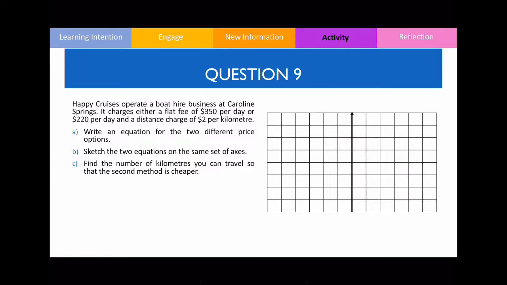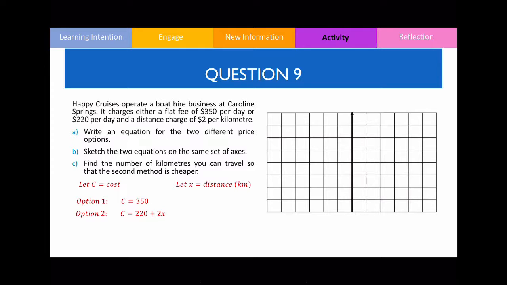So in this case, let's define both of the variables. Let C equal the cost and let x be the distance that you've traveled. In our very first equation, since it's not dependent on the kilometers that we've driven at all, your equation is going to be simply C equals 350. We don't need to include x because it's not really dependent on the distance you traveled at all. It's unlimited. And for the second option, it's going to be 220 plus 2x because that's the rate in this case. So we've done part A.